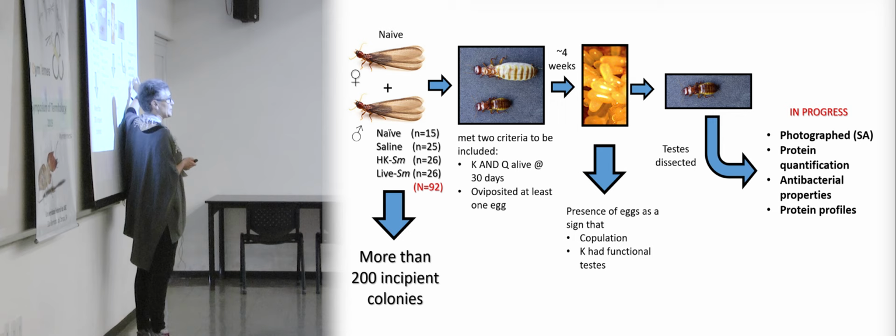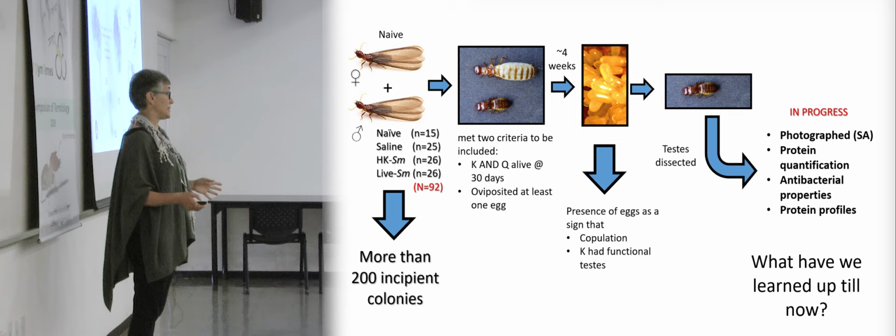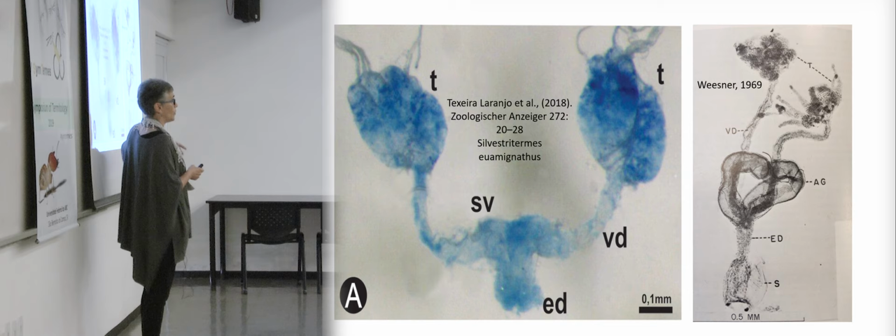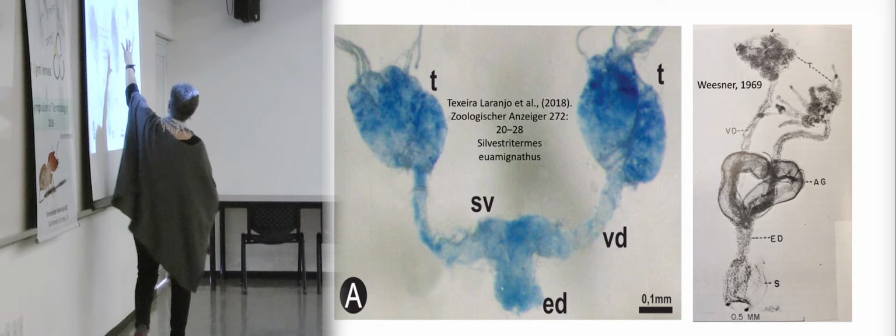But what have we learned till now? I knew nothing about testes, nothing. I had no idea what they look like, where they were, in the front, in the back, nothing. So we started by looking at these two publications to see what testes look like. These little balls here are the testes for different termite species.